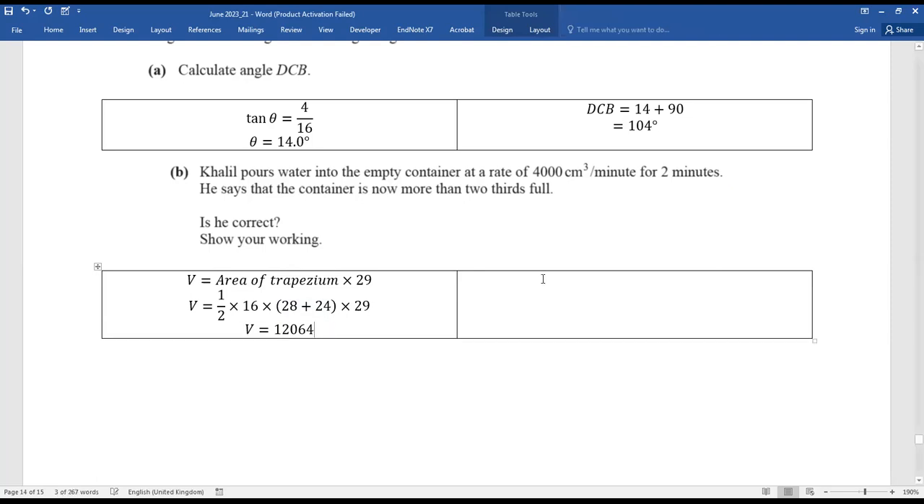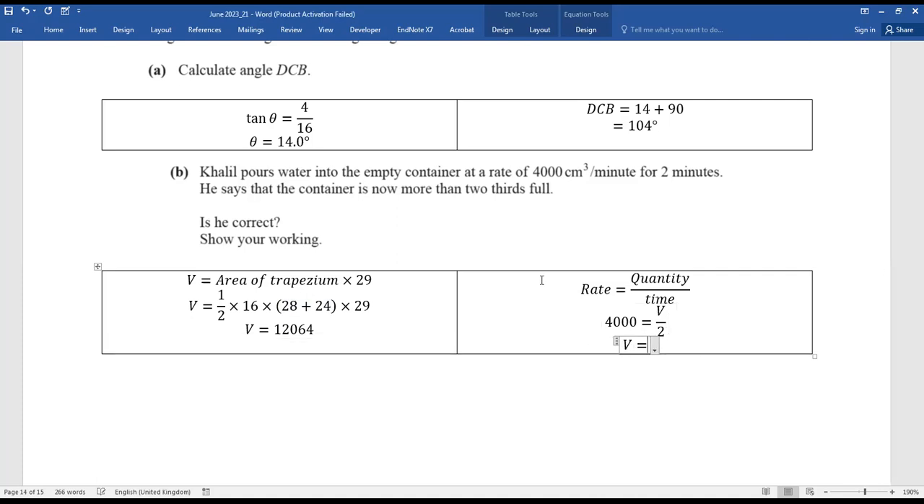Now let's see the volume that he filled. Rate of anything is quantity upon time. So the rate is 4,000. Quantity, I don't know. I want to figure out the volume that he filled. The volume that he filled is 8,000 centimeter cube.